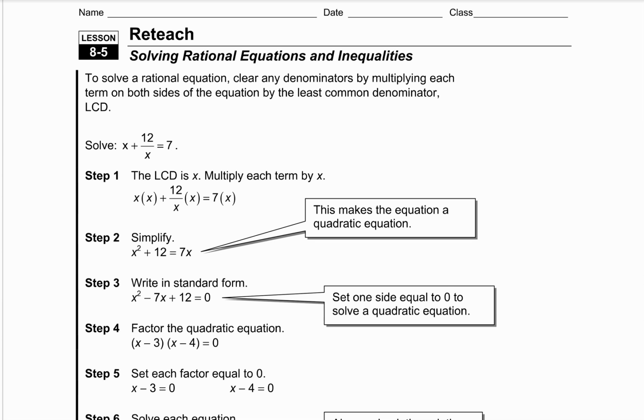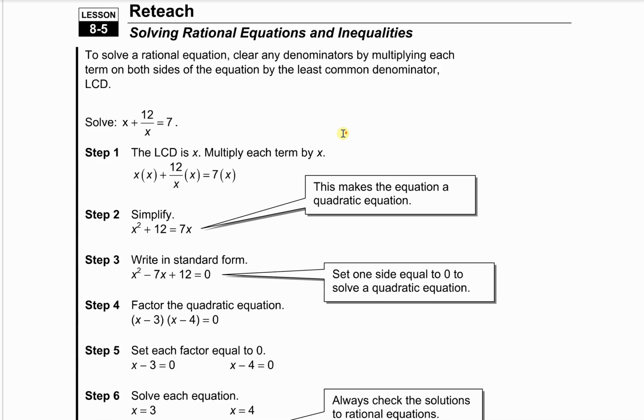Sorry I can't be with you guys to do 8.5, but these are the notes on solving rational equations and inequalities. Now, to solve a rational equation, you have to clear any denominators by multiplying each term on both sides of the equation by the least common denominator. What do we mean by that? Well, let's look at this example.